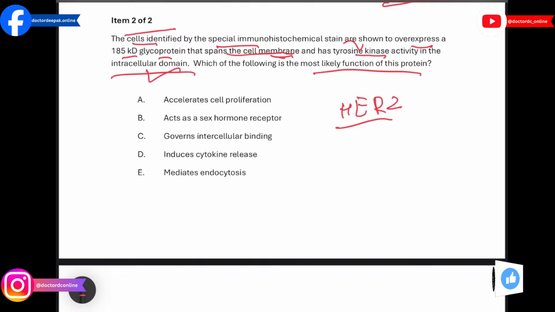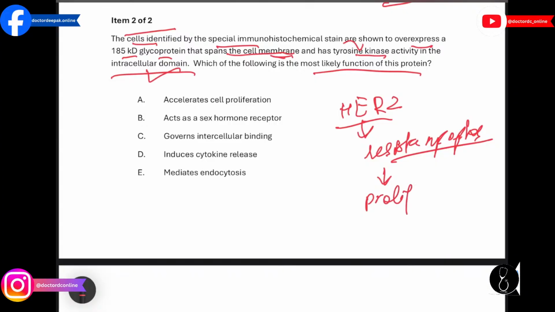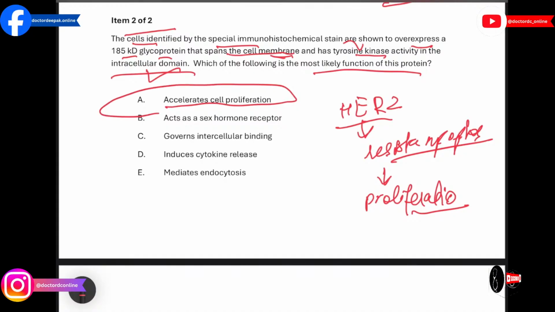Epithelial cell carcinomas that overexpress HER2 demonstrate an increase in proliferation. It increases proliferation and resistance to apoptosis. So if it is giving resistance to apoptosis, then there will be proliferation of cells. The right answer is accelerates the cell proliferation.